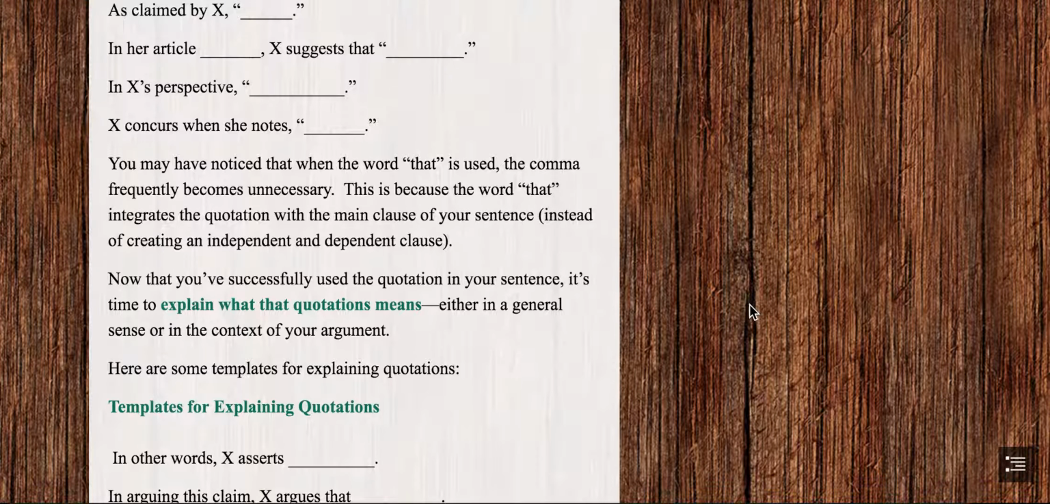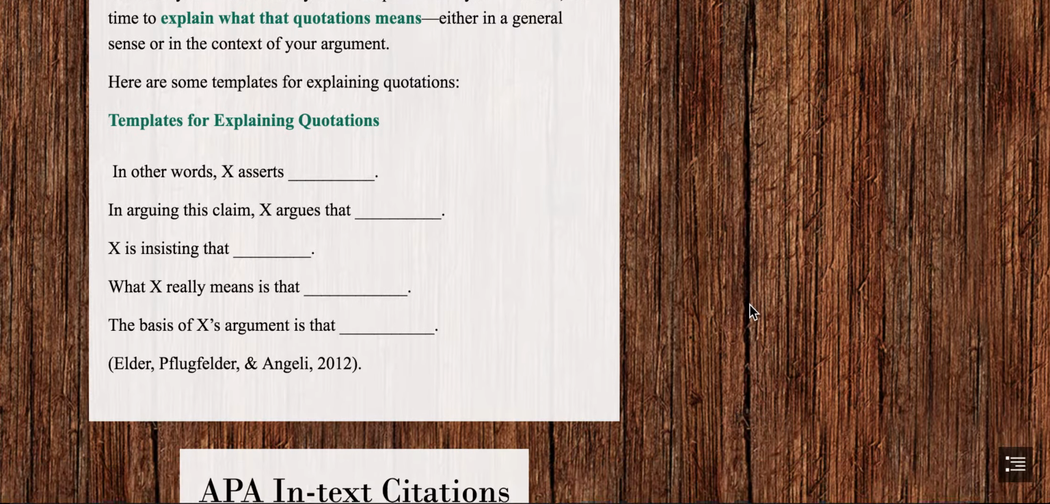And once you've successfully introduced the quotation and used it in your sentence, it's time to explain what that quotation means, either in a general sense or in the context of your argument. So I say, in X's perspective, and then I have my direct quote, and then I'm going to explain it in my own words. I'm going to be very precise and clear why I use that information and what it has to do with what I'm writing about. So here's some ideas for explaining quotations. And I've seen this one. This is probably the one that I would use the most.